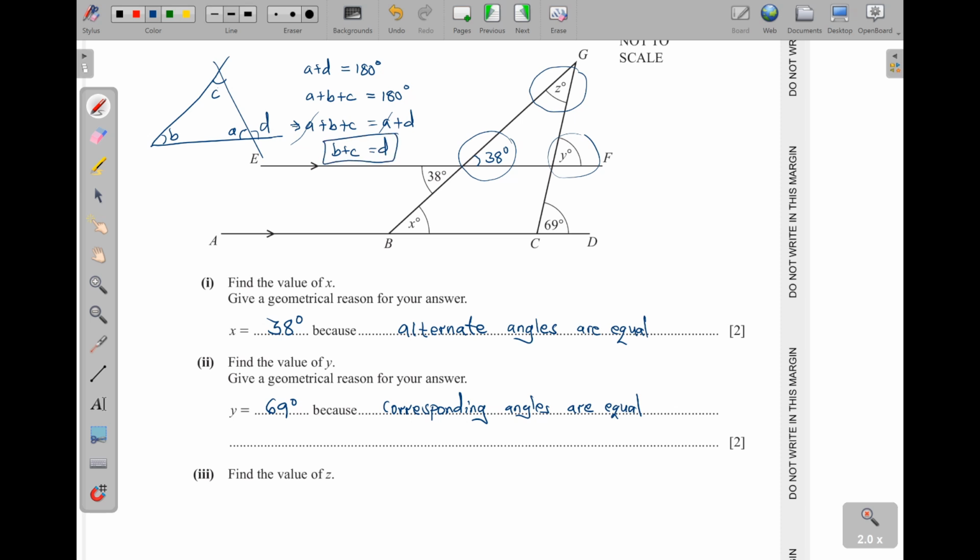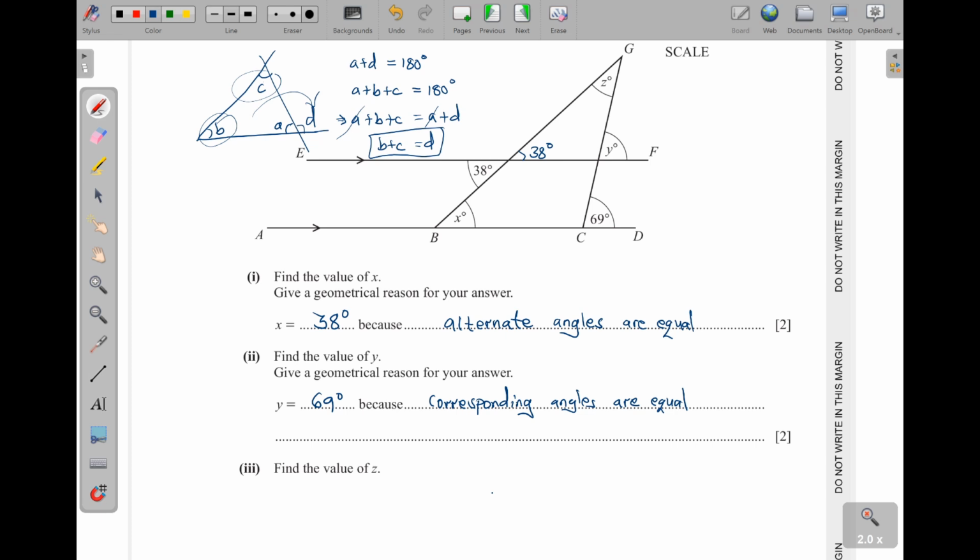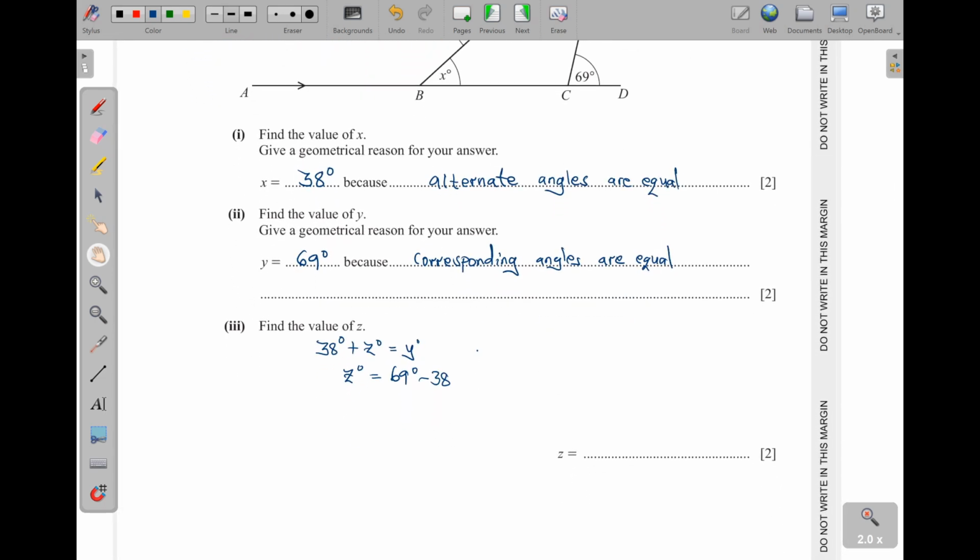You see that? So this angle plus this one, when you add them, they give you the one that is outside here. So that's why I'm saying that 38 here plus the Z will give us the Y. All right, now we are going to have 38 degrees plus Z, which is equivalent to Y. Okay, remember our Y is 69, that means Z is going to be equal to Y, 69 degrees, minus the 38. So 9 minus 8, you get a 1, and then 6 minus 3, you get 3. So this has to be 31 degrees, okay?